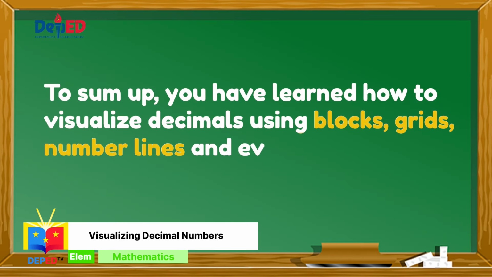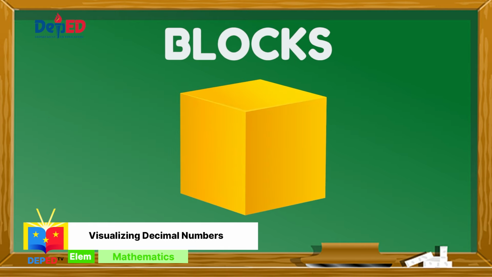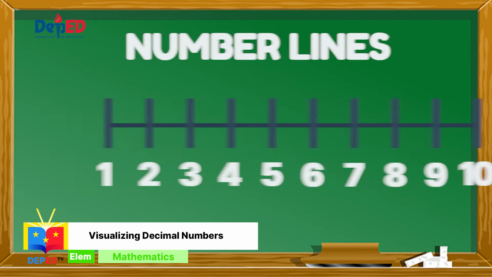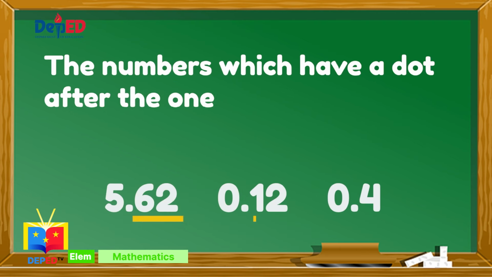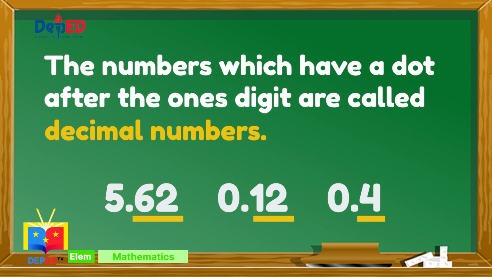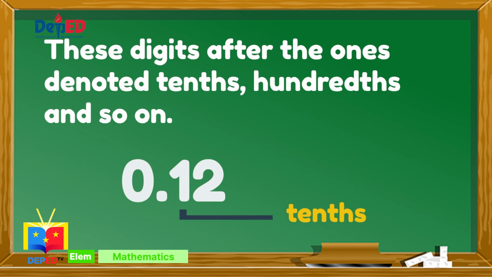To sum up, you have learned how to visualize decimals using blocks, grids, number lines, and even money to show relationship to fractions. The numbers which have a dot after the ones digit are called decimal numbers. These digits after the ones denote tenths, hundredths, and so on.